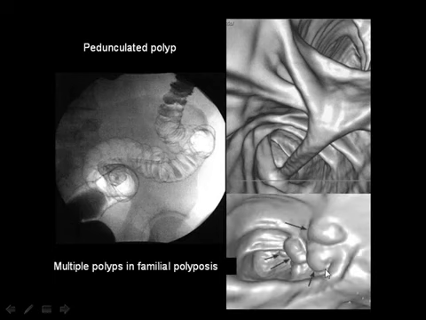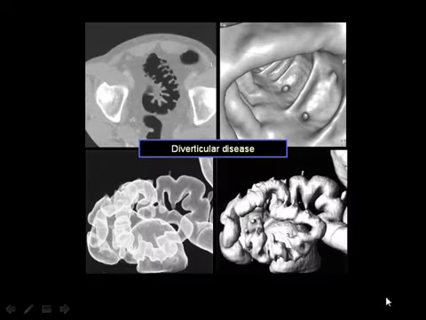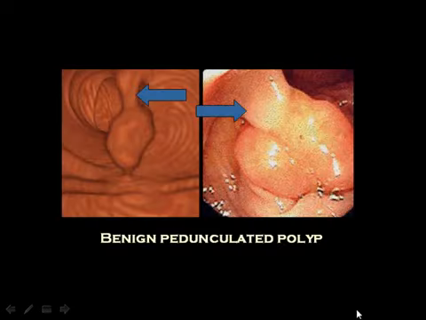Also, this is a case of familial polyposis examined by virtual colonoscopy, where you can see multiple colonic polyps like this. Sometimes you can see colonic diverticula, and you see the mouths of the diverticula going through inside the colon. And if you look on the surface of the colon, you can see the diverticular outpouching also by CT.